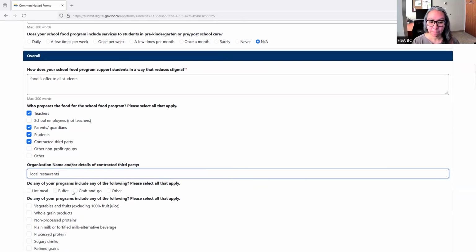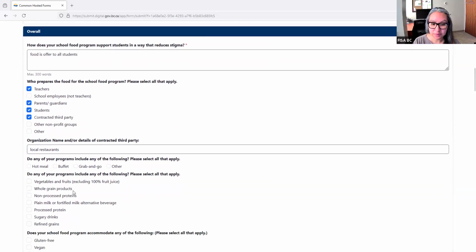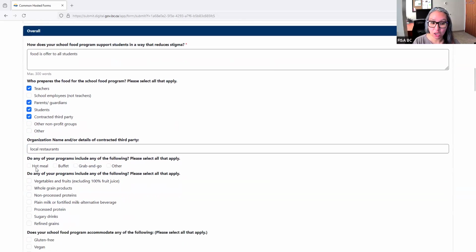Okay. Do you have any program? Sorry, do any of your programs include any of the following? Hot meal, that means any hot lunches that you have. Buffet, grab and go. Some of the high schoolers are actually having this system, and it's great when the kids can grab a muffin and a milk, or a muffin and a yogurt. So that will be your grab and go, or other.